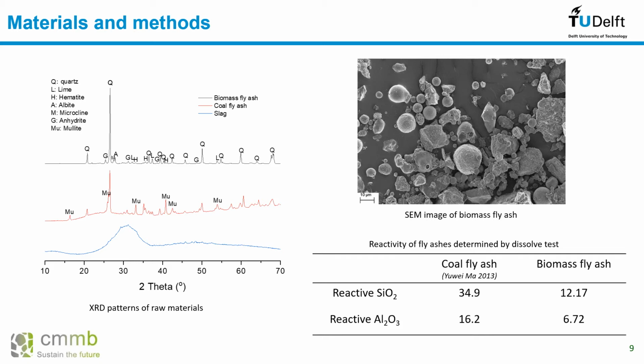We also tested the reactivity of the two ashes by a dissolution test, and we can find that there are lower amounts of reactive silica and aluminate in the biomass fly ash compared with the coal fly ash. And if you look at the morphology of these materials, it is also totally different from the coal fly ash. Of course, we also see some spherical particles, but the surface of the particles is mostly not smooth, but covered with a lot of flakes. We can see a lot of porous structures, and most of the particles are irregular in shape.